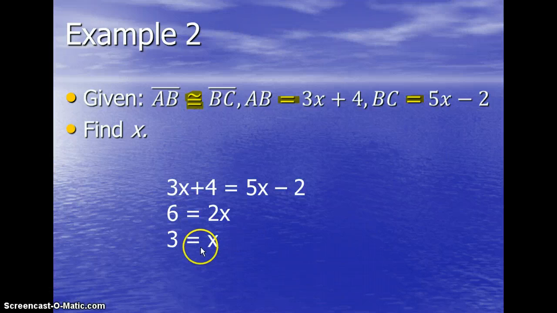I could take that value of x and plug it into segment AB and find out that it's 13. I could do the same for segment BC and find out that it's 13. If those are two segments that are congruent, then they should be equal. And they are. So we probably got the value of x correct.